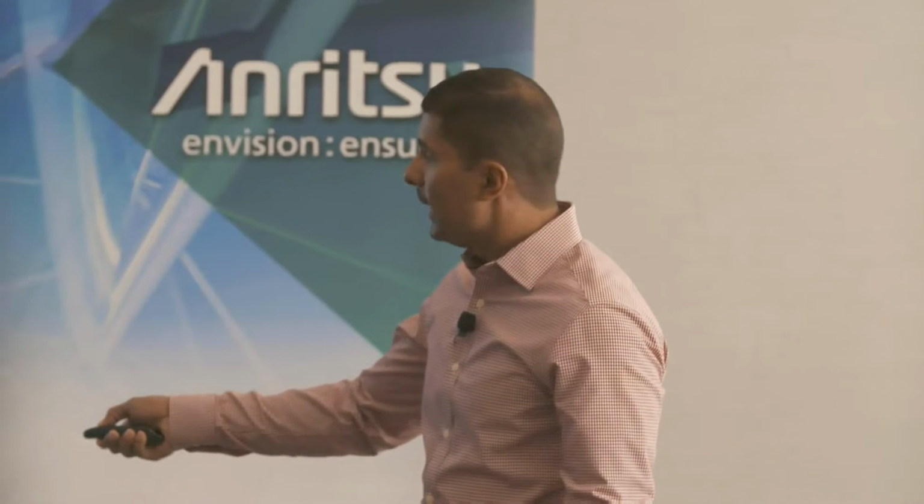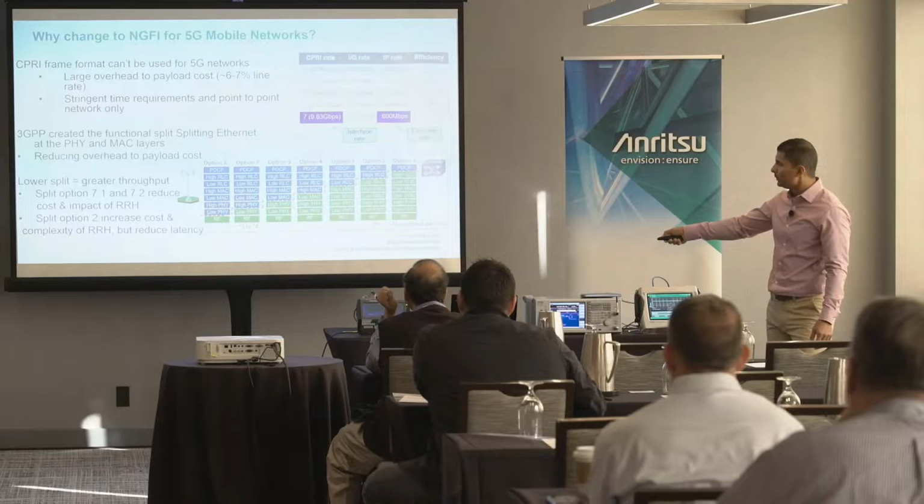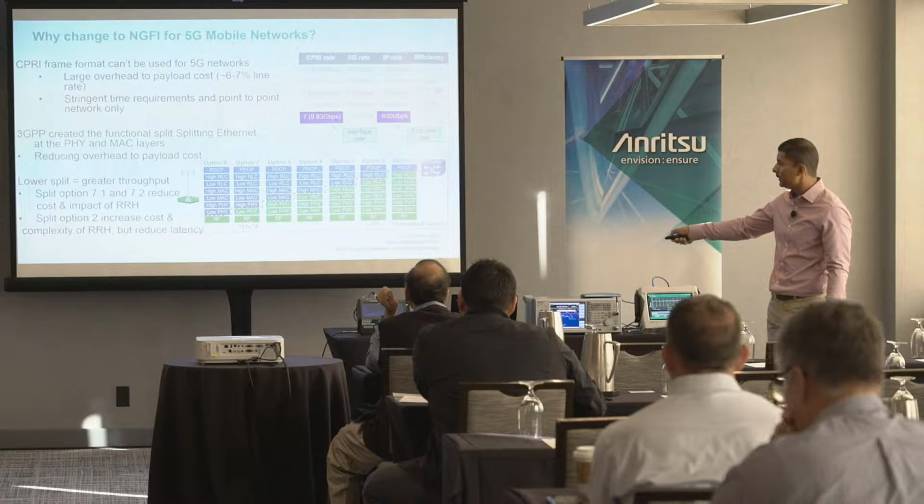Change to option 7, the higher rates here, you're seeing less is being done in the radio and more is being done in the BBU, and that turns into an increase of about 3 to 4 times bandwidth or throughput. Not as much as the lower options, but you're still able to get an increase in throughput. And you can see the differences, 7.1 and 7.2, that's relating to this here, reduces cost and impact to RRH because less is being done with the radio.